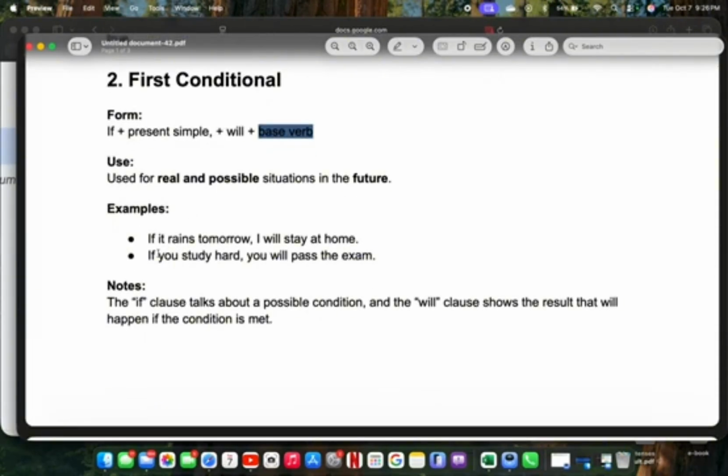Okay, so the if clause talks about a possible condition and the will clause shows the result that will happen in the condition, if the condition is met. Yeah, so sometimes it's met, sometimes it's not. Because if you study hard, you will pass the exam. Maybe. If you work hard, you will definitely get results. Yes, absolutely.